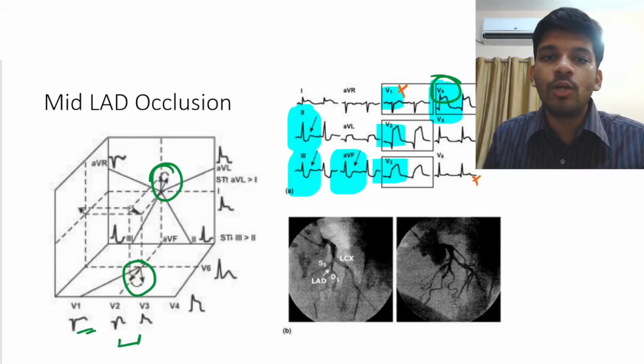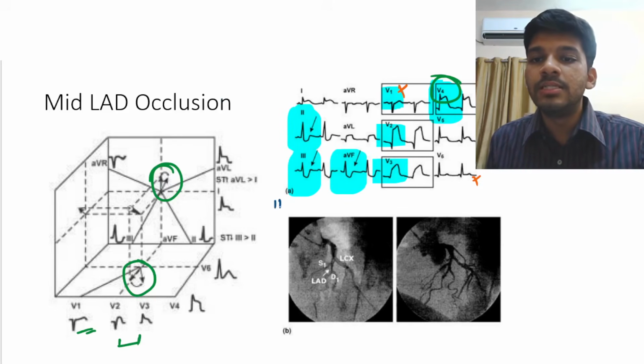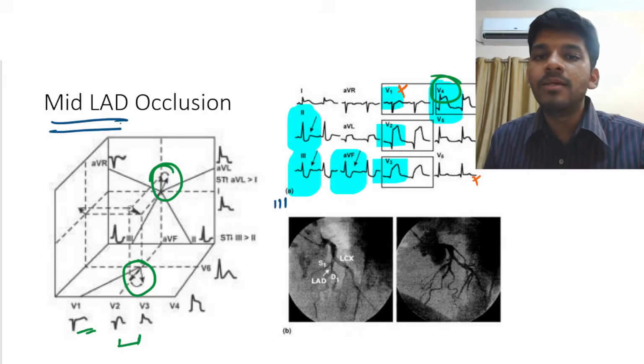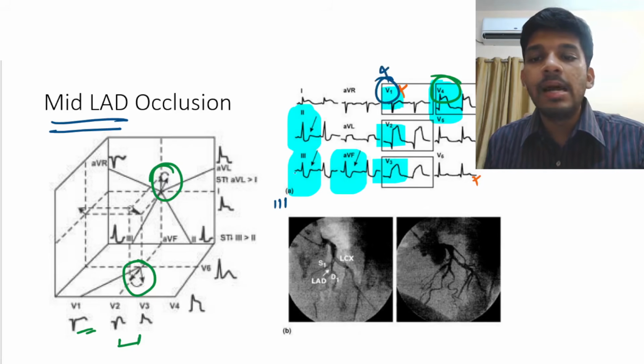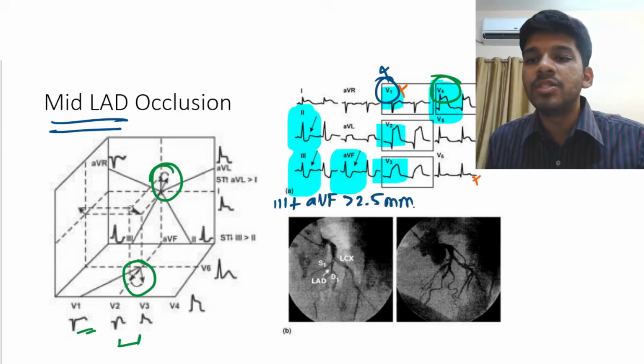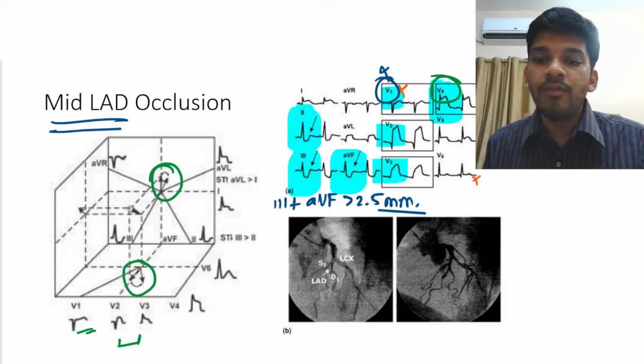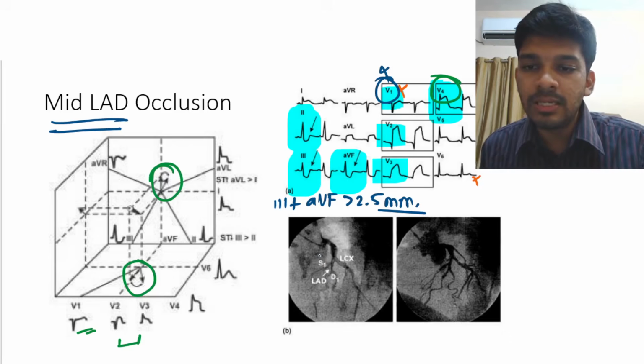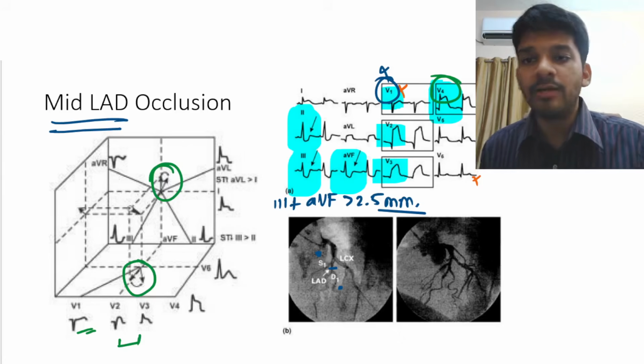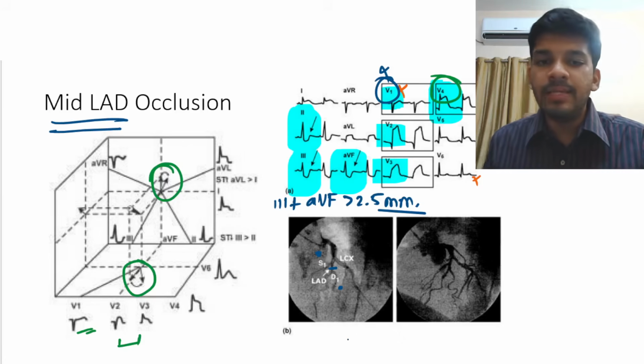You have ST depressions, and as I told you, mid LAD is proximal to D1 and distal to S1. So septal sparing, that means V1 ST elevation will not be there, but the diagonals are still involved. So the ST depressions in 3 plus AVF will be more than 2.5 millimeters. And you can see a labeled image here where, if you look closely, this is the S1 branch, this is the D1 branch, and they have shown you that the level of occlusion is between S1 and D1. And after reperfusion, you get TIMI 3 flow.